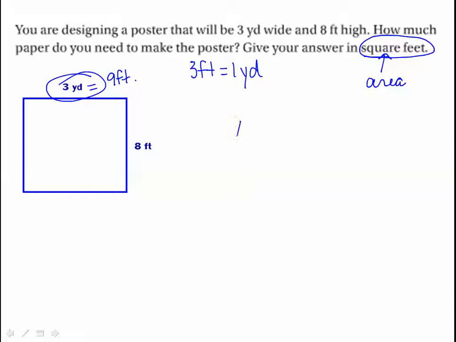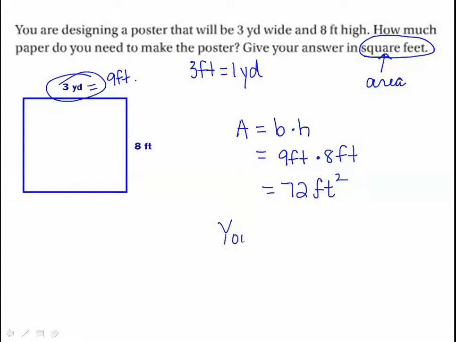To find the area of a rectangle, I take base times height, or in this case, 9 feet, and multiply it by 8 feet. 9 times 8 is 72, and so this would be 72 square feet. So you need 72 square feet of paper. Remember, units are important on these problems.